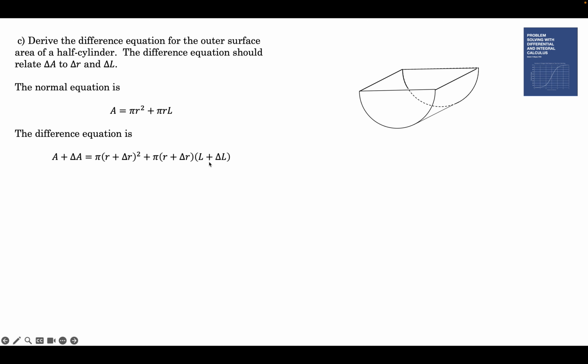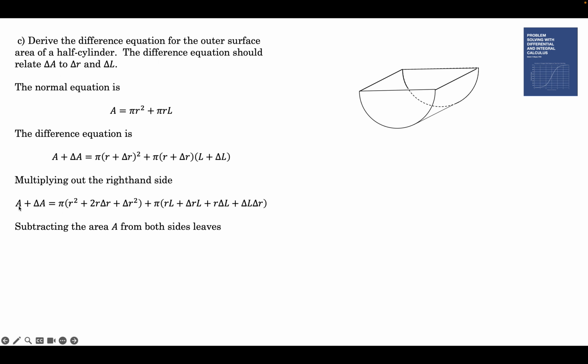So we FOIL out this term right here and this one, and we get this, and we can see the original area is right here, pi r squared plus pi r L. There's the area. We can get rid of those terms. Subtracting the area from both sides leaves this, and that's the answer to part C. But let's separate it into linear and nonlinear. Can you see which ones are linear, which ones are nonlinear?